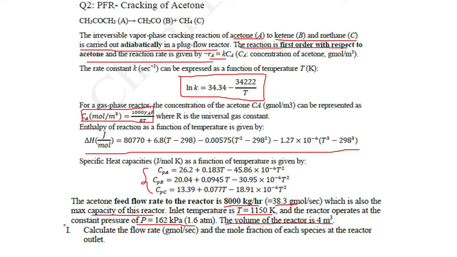So we have been given three parts to the second question. The first question is pretty straightforward. We have to calculate the flow rate and the mole fraction of each species at the reactor outlet.